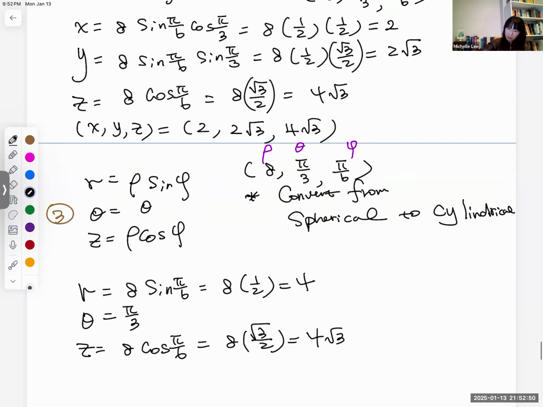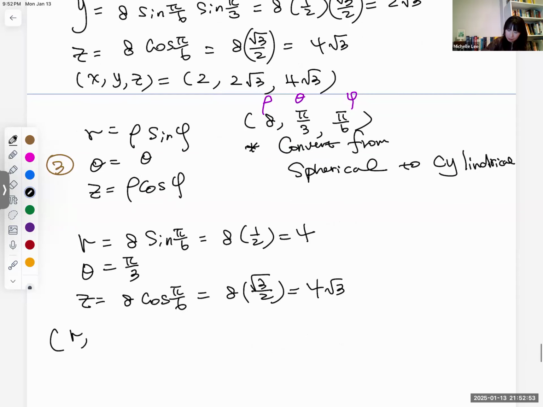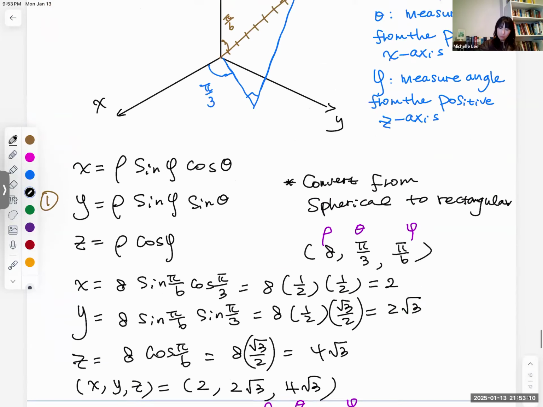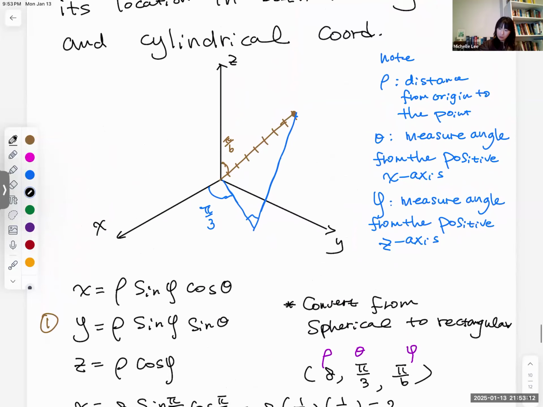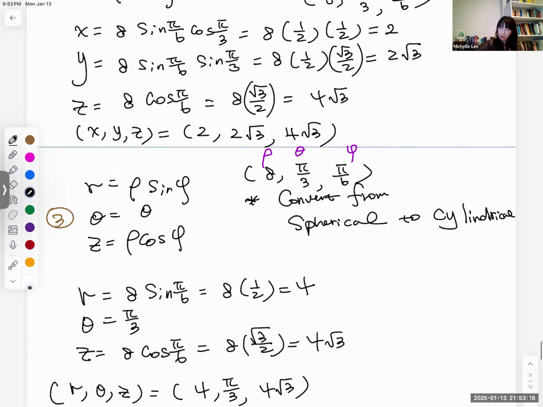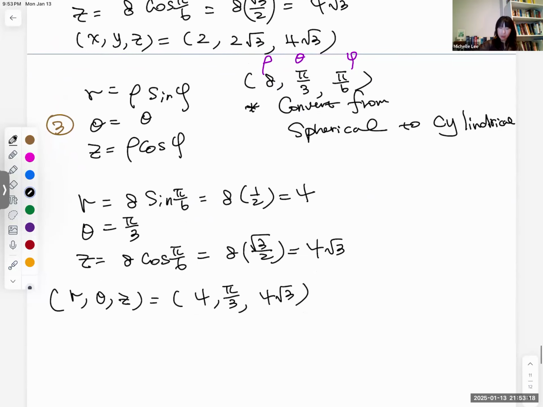Okay, r, theta, z equal to 4, pi over 3, and 4 square root of 3. Yeah, that's it. Spherical to rectangular, and then spherical to cylindrical.